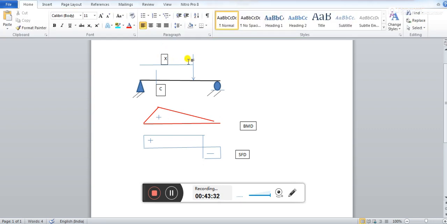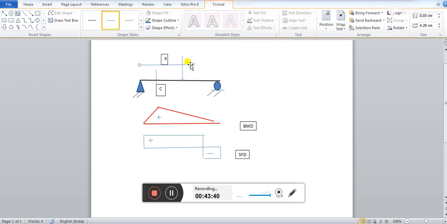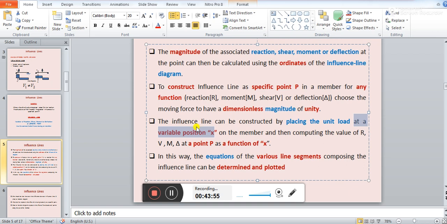So if x is any variable, then the position of x will change. If this load is moving over here, the variable x will change to here. So this is what x will do. When you are constructing the influence line, you will have to place the unit load at a variable position. You have got it? What is a variable position? It is a variable position x on the member, and then you will have to compute the different values.